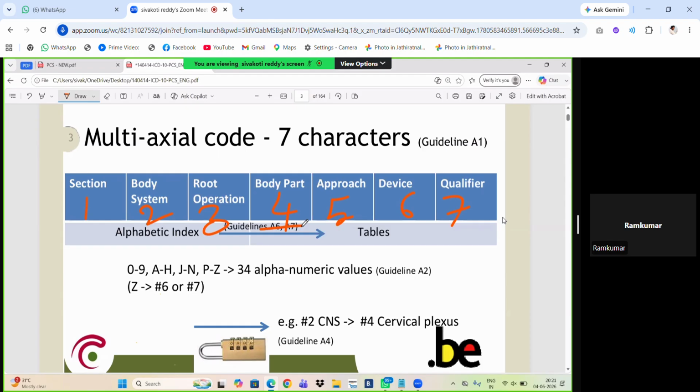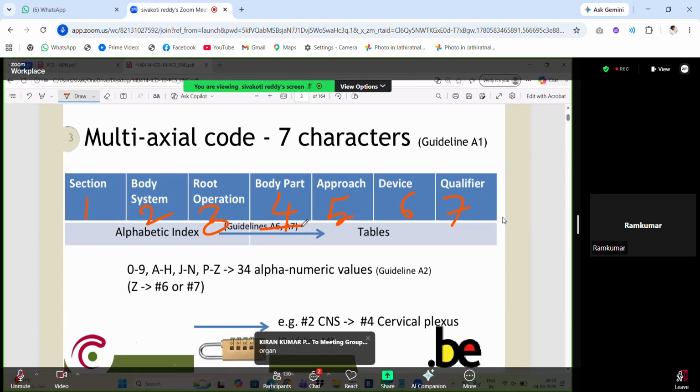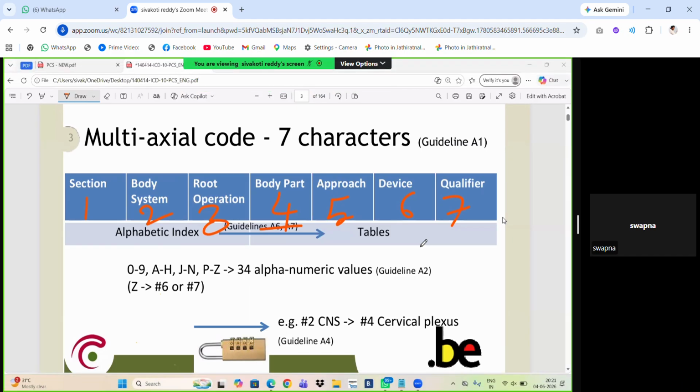Eyes, nose, hand, leg. These are body organs. Location in our body, side, it should be the body part.